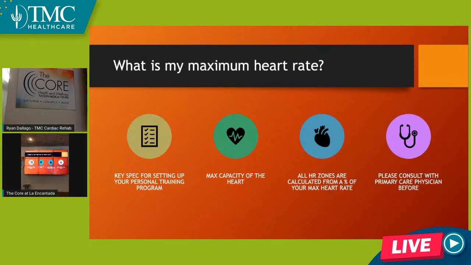Your maximum heart rate is the max capacity of your heart. All of the zones that I showed you before, 1 through 5, will be calculated from a percentage of your maximum heart rate. In addition to that, I went over this before, but I want to say it again: the maximum heart rate can be very strenuous on the body, specifically the heart and the lungs. Please talk to your doctor before you try figuring out your maximum heart rate.